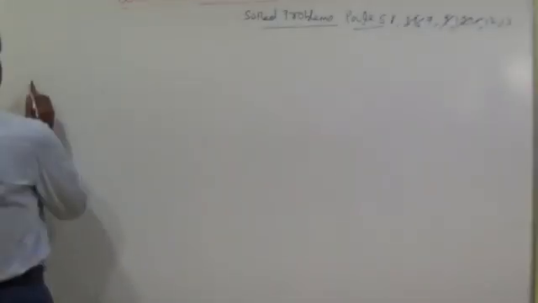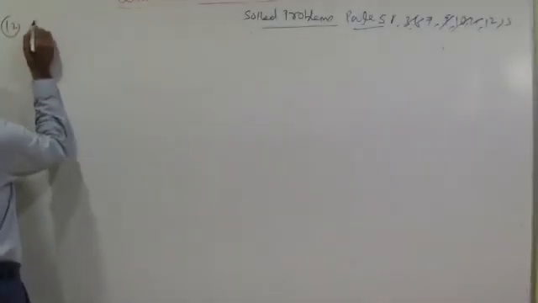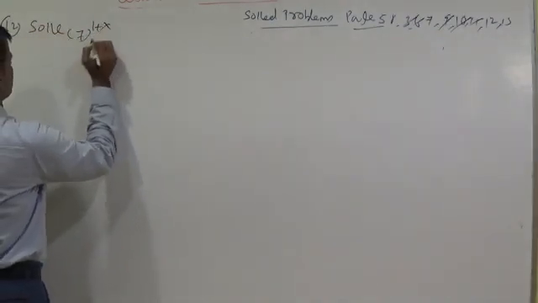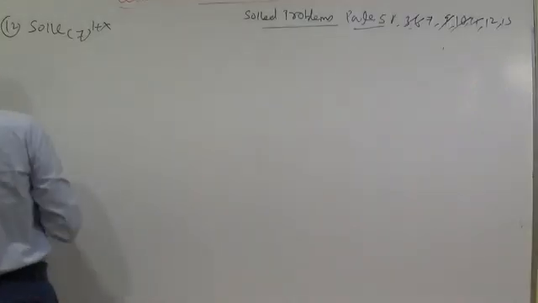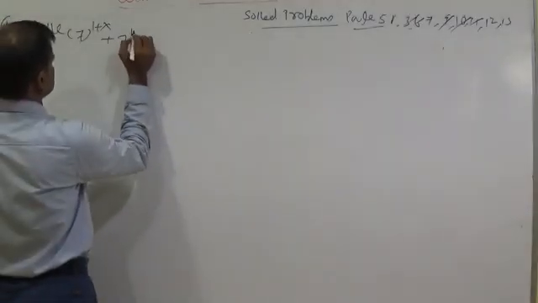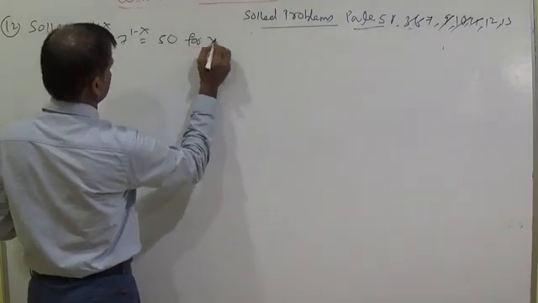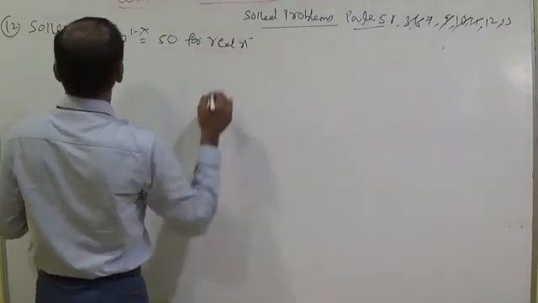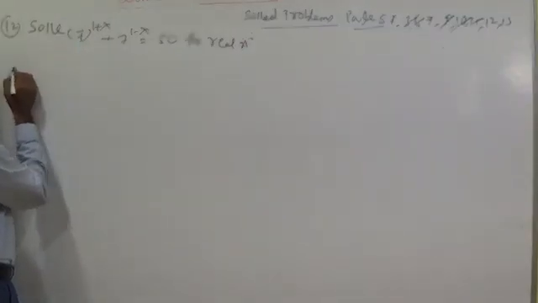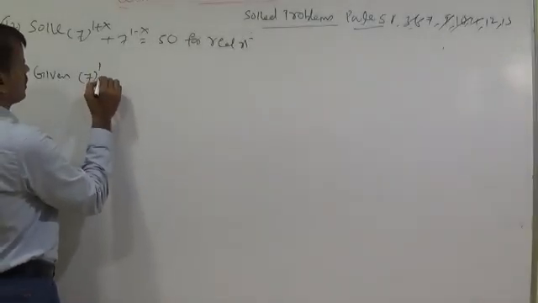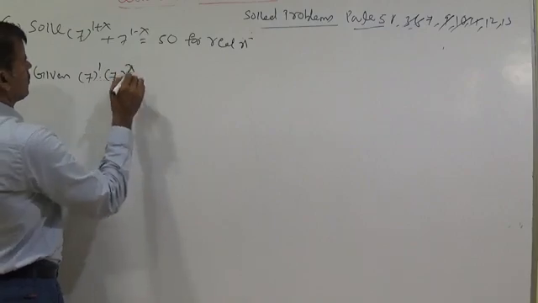Solve 7 power 1 plus x plus 7 power 1 minus x is equal to 50 for real x. Here, solve means we should get the value of x. For real x, you can write the given equation in the form of like this.